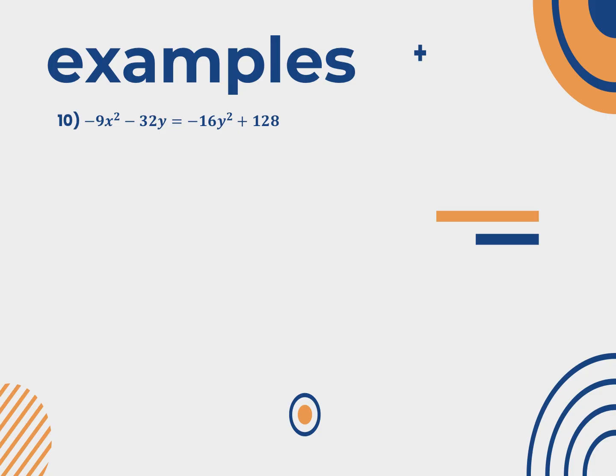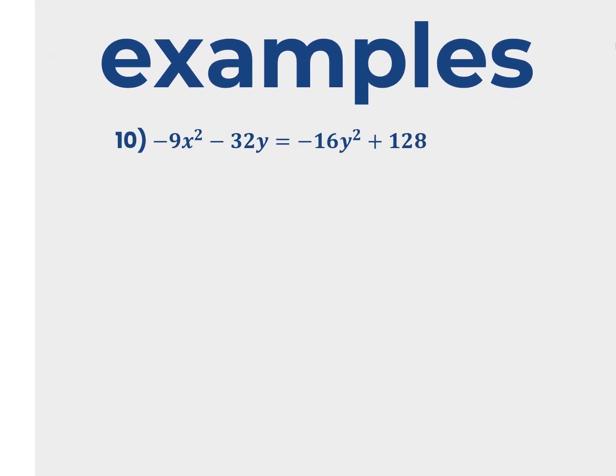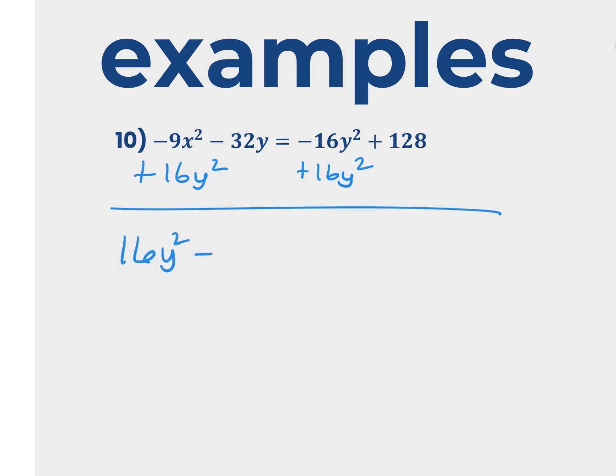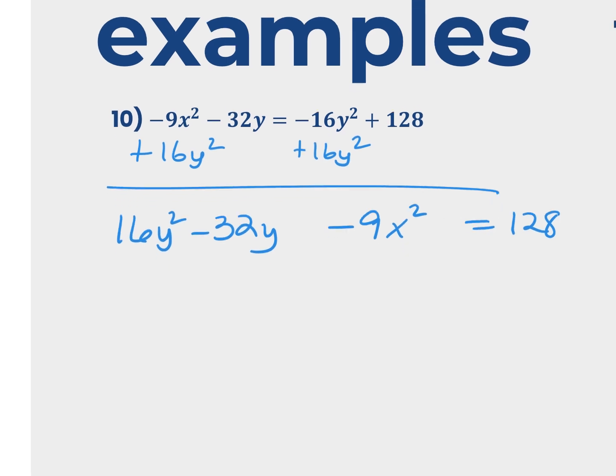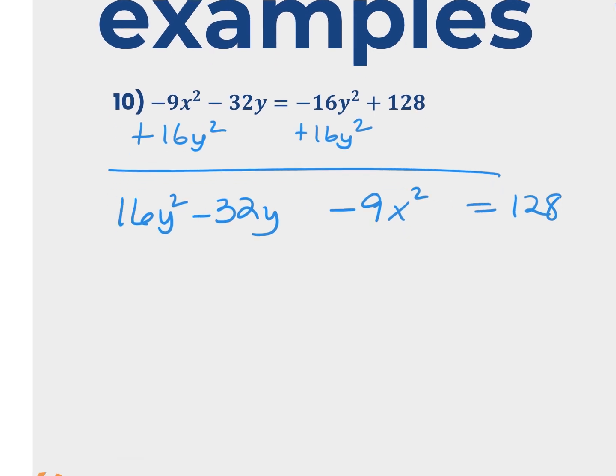Okay, last one. So notice I've got an x squared and a y squared. So I need to get the squared terms on the same side. So I need to move the 16y squared this time to the left side. So then now I'm left with, well, no, when you move it over, it becomes 16y squared minus 32y, leave a blank space, 9x squared, and then it equals 128. So now I need to complete the square for this one.